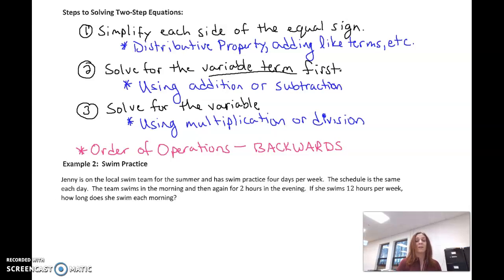Okay, sorry, my sloppy writing there. Okay, order of operations backwards. We're retracing our steps. We're going to be a problem solver. Okay, so I'm going to move on. If you need to, pause and write all that down there.